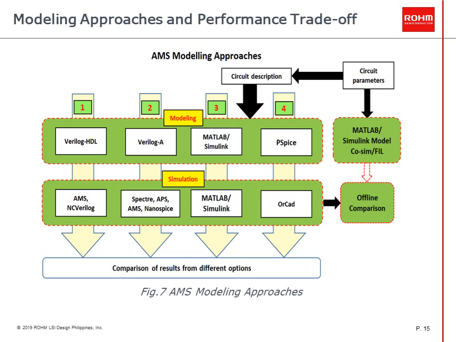Modeling approaches and performance trade-off. The block diagram of different modeling approaches for AMS design is as shown in Figure 7. There are 4 options presented: Option 1, Verilog HDL, Option 2, Verilog-A, Option 3, MATLAB Simulink, and Option 4, PSpice. The choice of modeling language is relative to purpose and product application. MATLAB Simulink, on the other hand, can perform HDL co-simulation and FPGA in the loop (FIL) simulation.